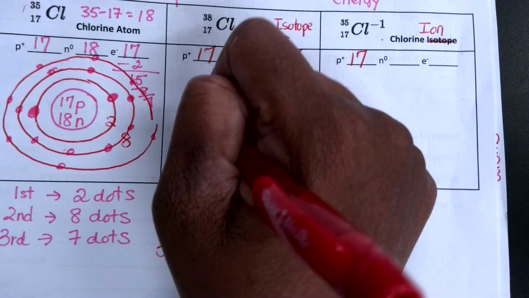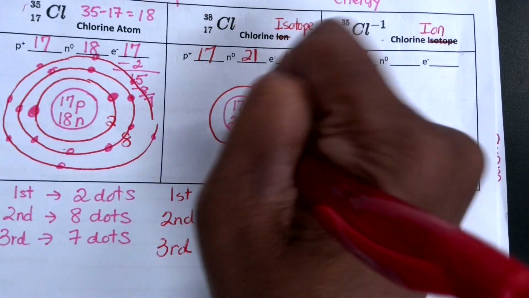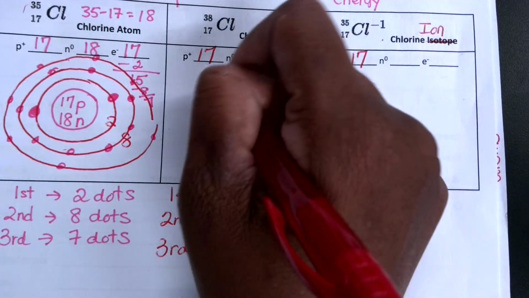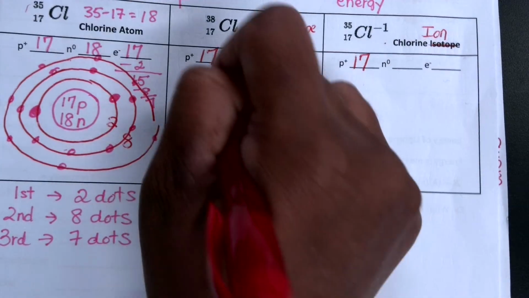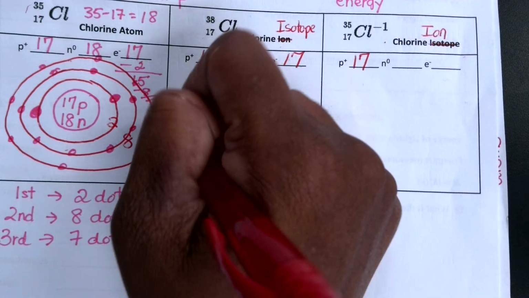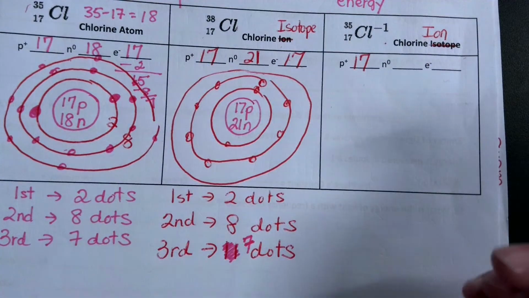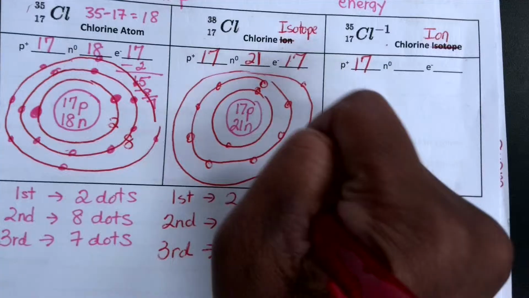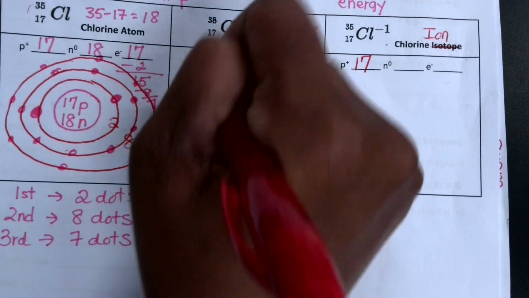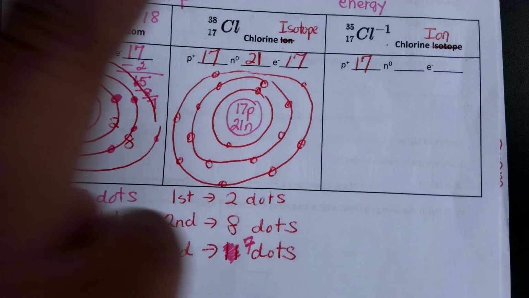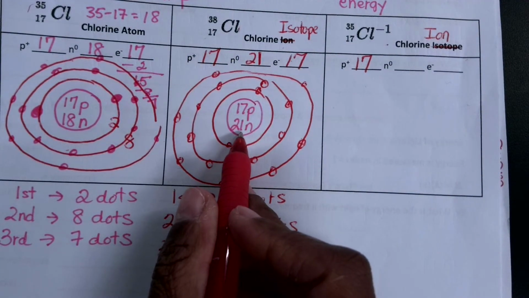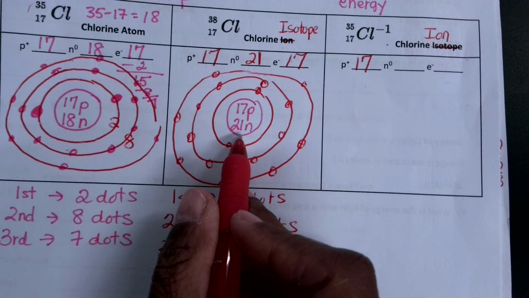And then we just place them around. The first energy level has 2. The second energy level has 8. And the third energy level has 7. So the only thing you did is you drew the same atom, except you're putting 21 neutrons in there.